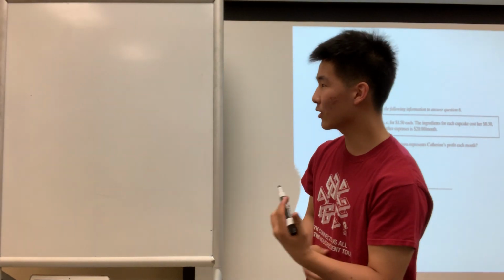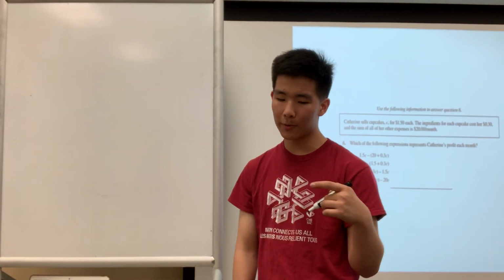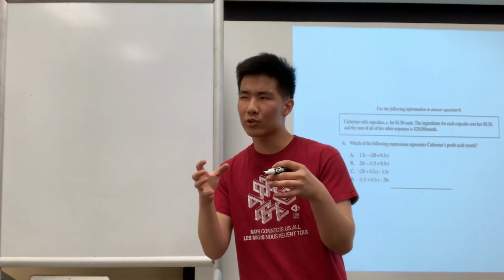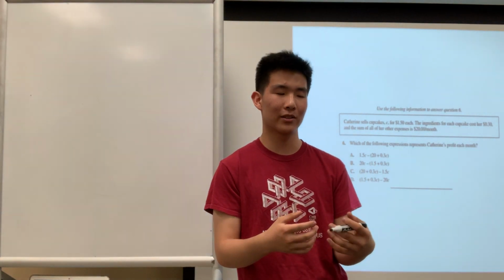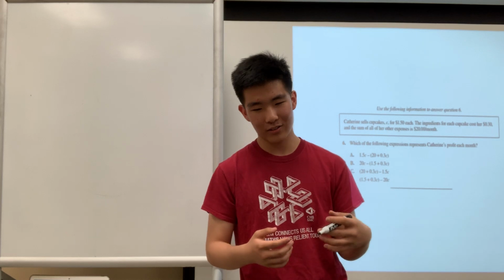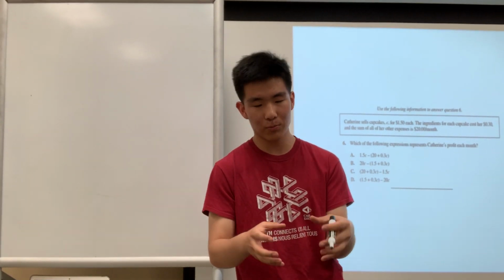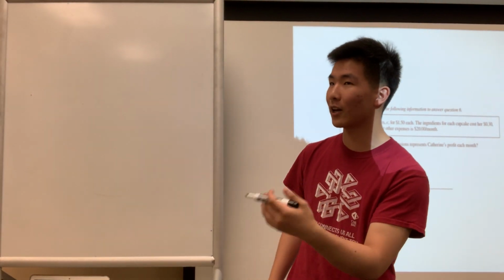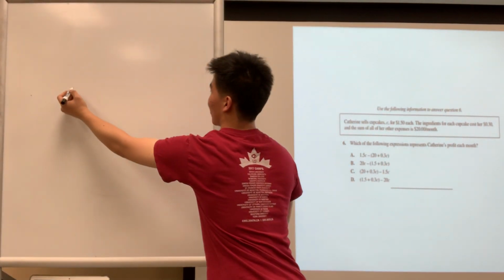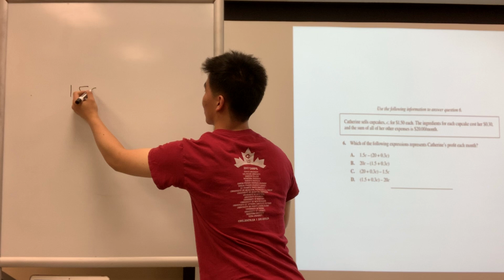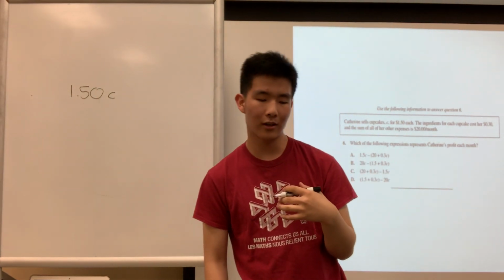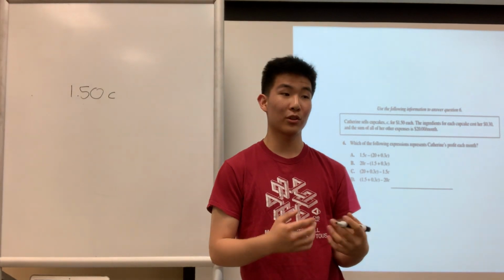So the first thing that we know is each cupcake costs $1.50. We're trying to figure out the total amount of money you spend. So how much money do you spend on cupcakes, or that you profit from cupcakes? $1.50 per cupcake times the number of cupcakes. So 1.50 times C.